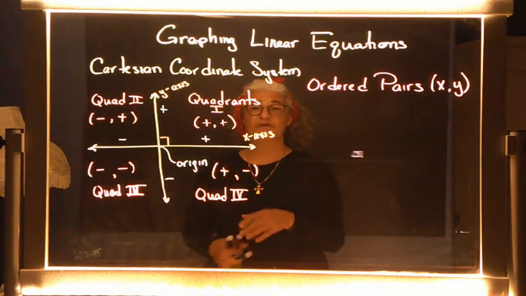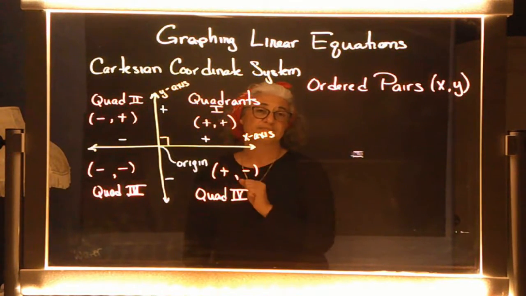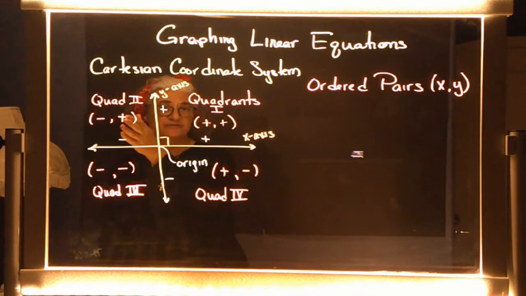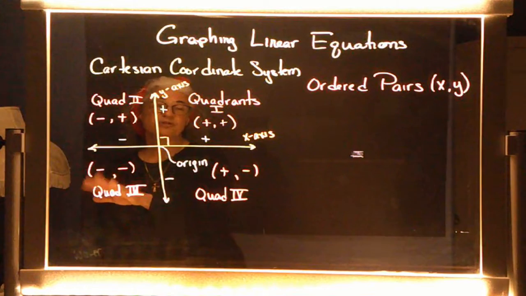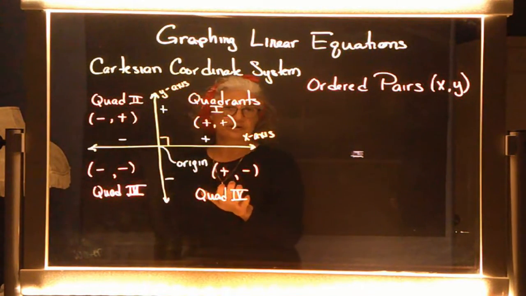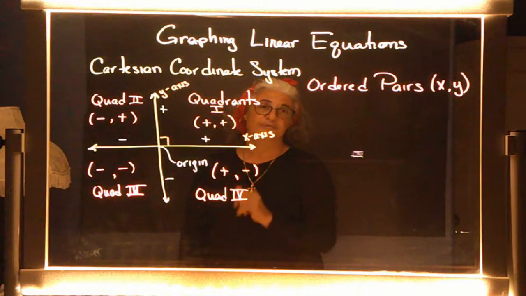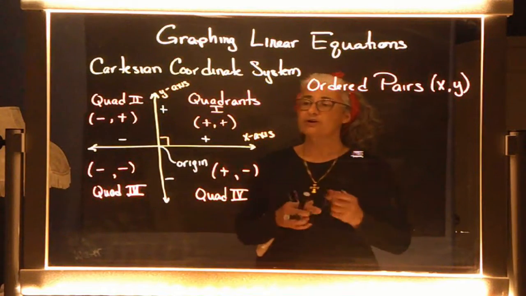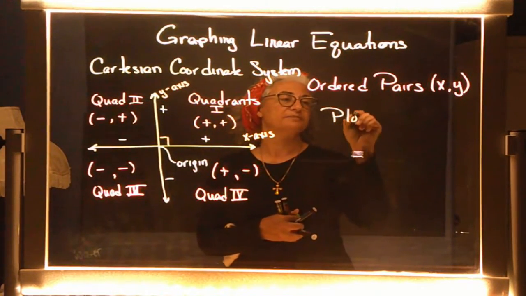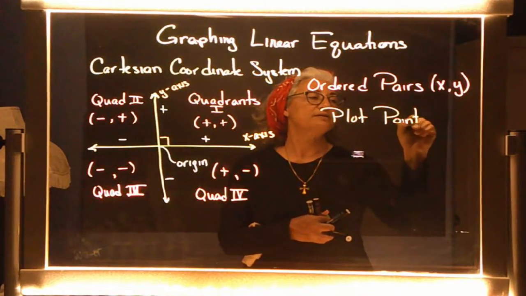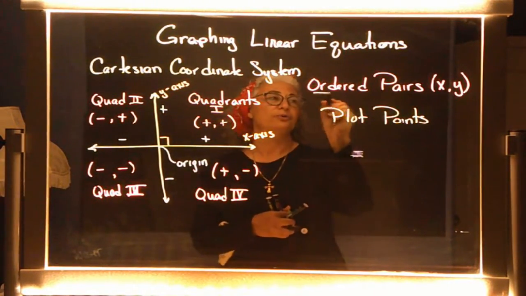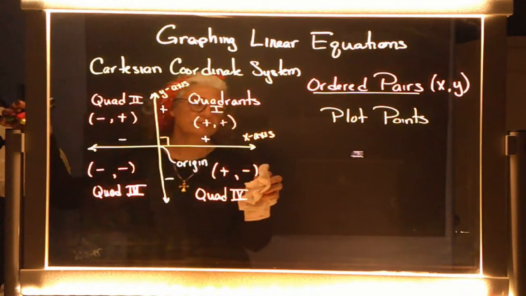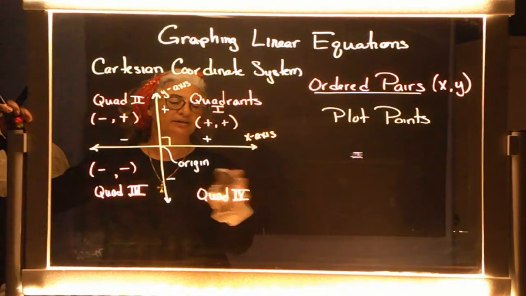So any ordered pair in quadrant 1, both numbers would be positive. Any ordered pair in quadrant 2, the negative number comes first, the positive number comes second. In quadrant 3, they're both negative. And in quadrant 4, the first number is positive, the second number is negative. Got it? Okay. Now, we are going to plot some points. Points is a short name for an ordered pair. So just so you know that. So if they say plot points, well, we're plotting an ordered pair.